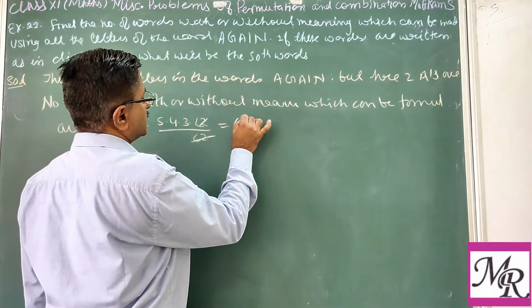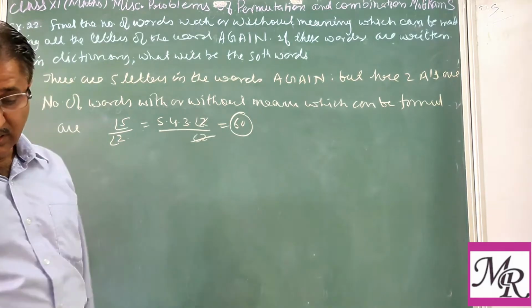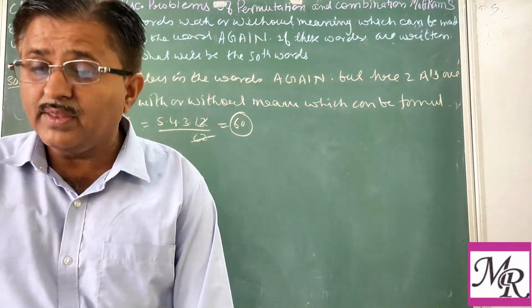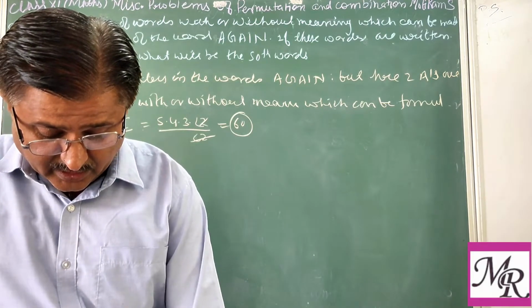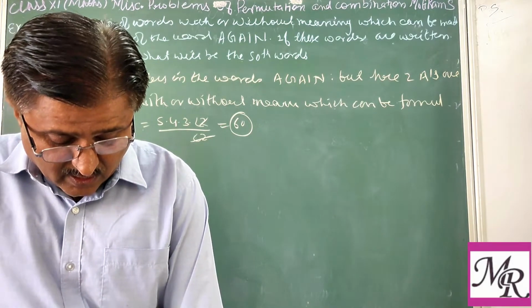20 and 60. So there are 60 letters. Clear? Now the problem says in the second part, if these words are written as in a dictionary, which word will be the 50th word?